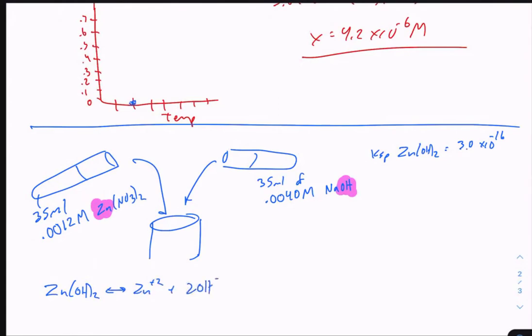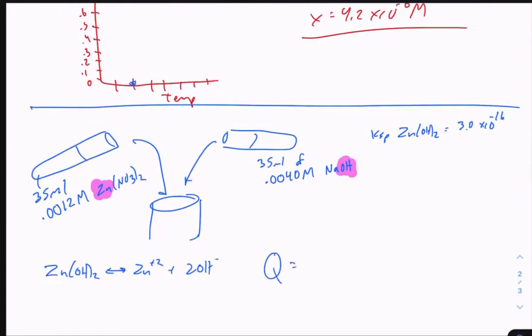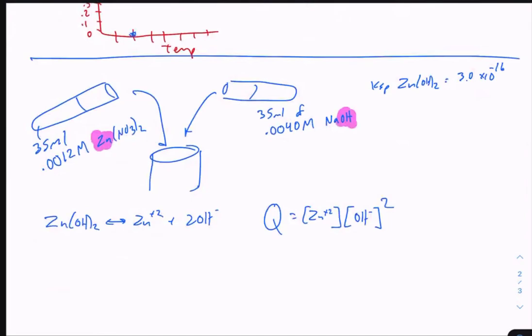We do not have initial concentrations, however. What I mean is we don't know that this is at equilibrium, so we're going to be solving for Q. All right, so if I'm going to be solving for Q, I need initial concentrations of zinc and hydroxide. So I have to figure out what those concentrations are. What can we do from here, guys? How do I go about finding the concentration of zinc?